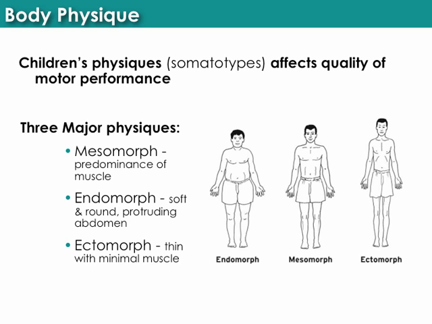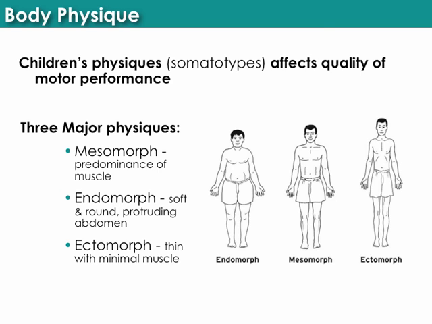There's the endomorph, which is identified as being soft and round, basically an excess of body fat or a high BMI. These students are a little bit heavier, and so we need to modify activities for those. And then we have the ectomorph, which is a student identified as being thin with minimal muscle. We know that these students are going to struggle in a lot of activities that require a lot of muscle strength and endurance.